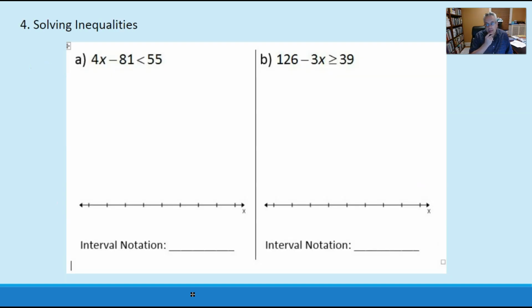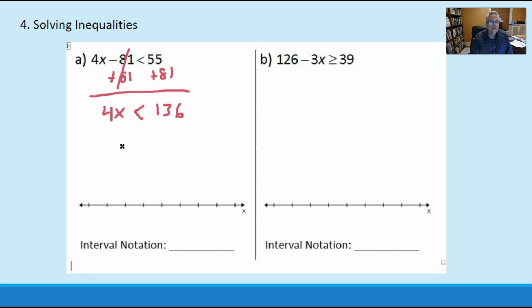Okay, so let's see where that comes up. Now, we're going to solve this as usual. If this were an equation, I'd add 81 to both sides, and I'm going to do the same thing with an inequality. I get 4x, remember this is not an equation, so bring down the inequality symbol, is less than, those two things cancel, 55 plus 81, I believe, is 136.